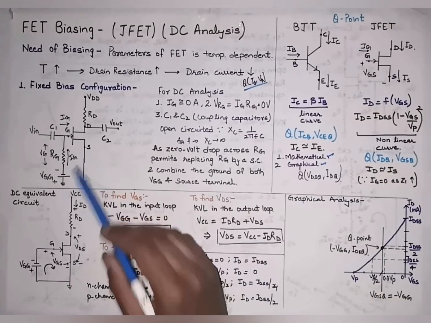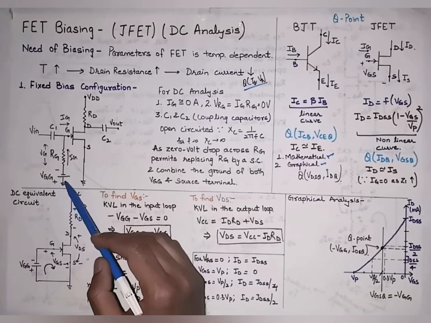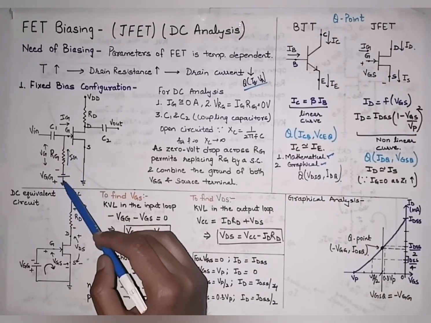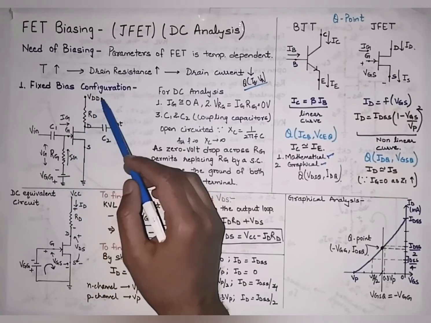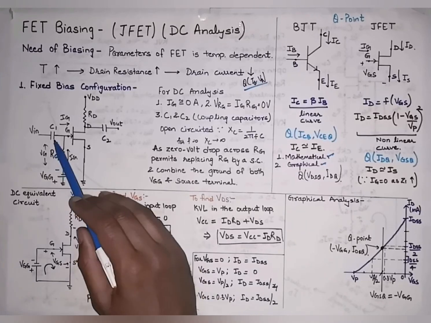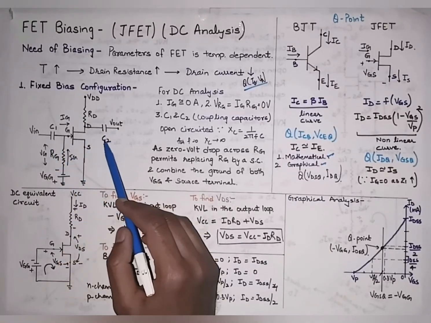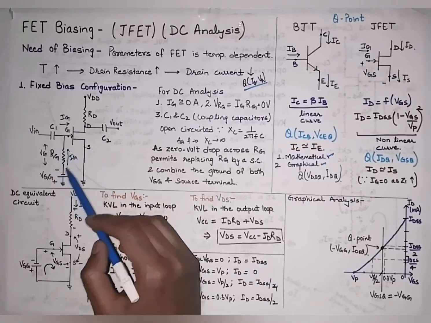This is the circuit diagram of the fixed bias configuration. In this configuration we can see that a voltage VGG is connected at the gate of this JFET and a voltage VDD is connected. It means two voltage sources are connected over here. Two capacitors are also connected, C1 and C2, one at the input and the other at the output, and one resistor RG is connected at the gate.